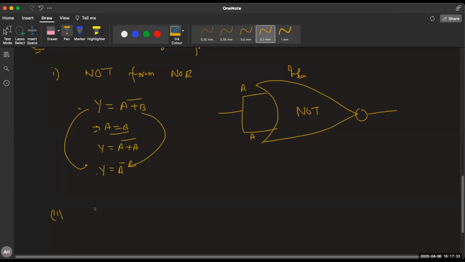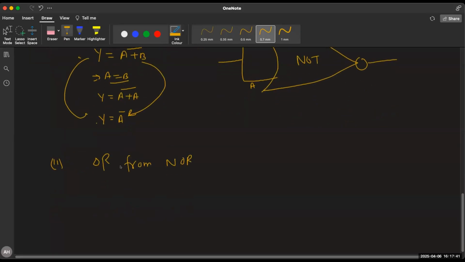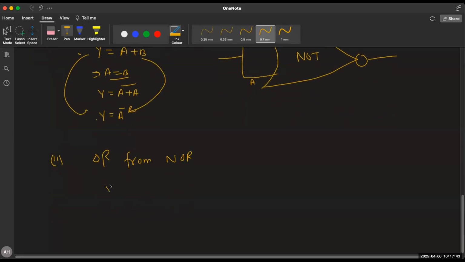It will ask you to produce OR gate from NOR gate. So to produce OR from NOR, what we can do is see, Y is A or B bar. This is NOR gate. But if I take one more complement, then complement of a complement is cancelled out and this is A or B. Putting one more complement means putting NOT gate over it.